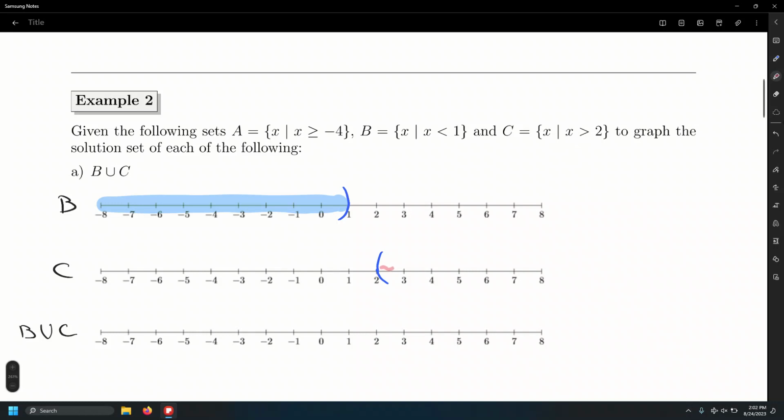And that's going to go all the way, forever to positive infinity. All right, so this is what we're going to do.